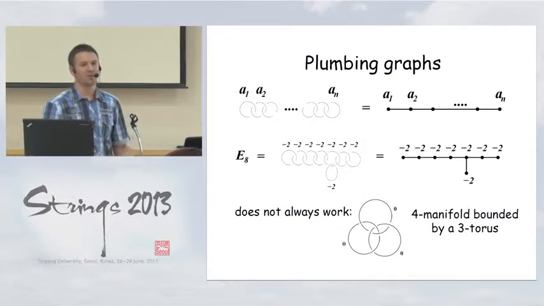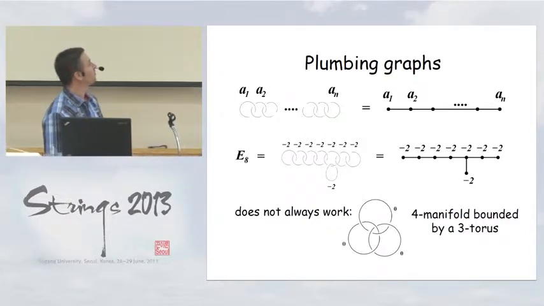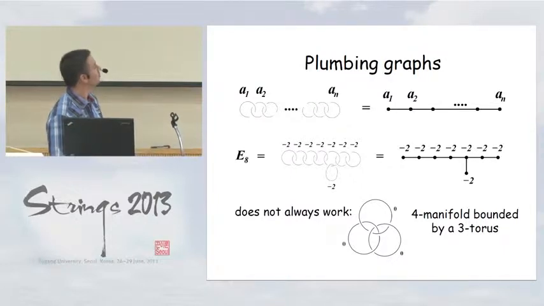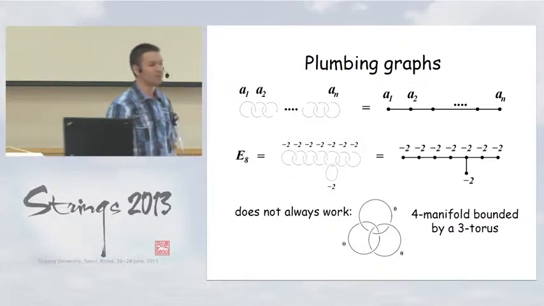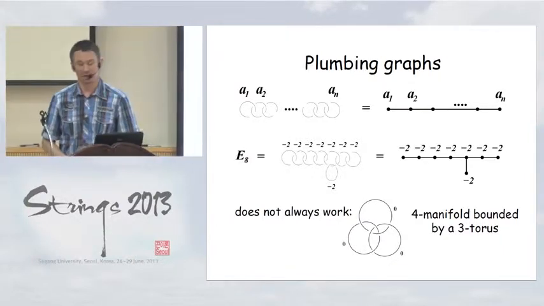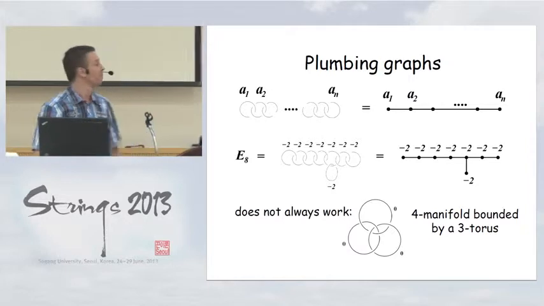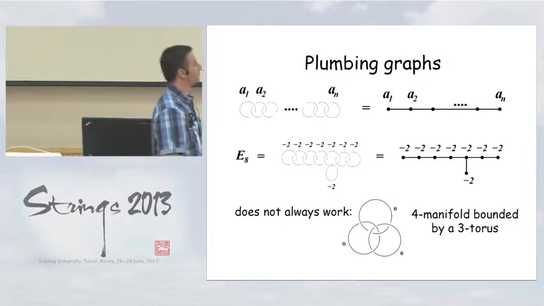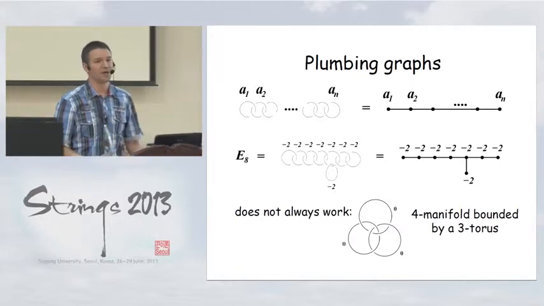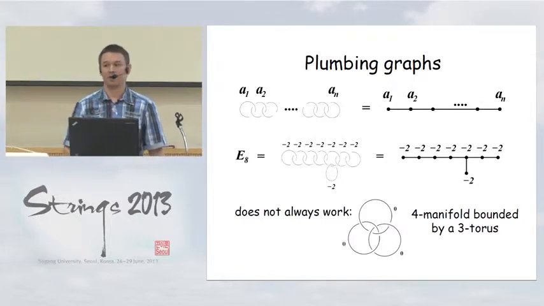It doesn't have to be a tree, as indicated here in these two examples. This is the plumbing graph of a linear A_N chain. This is the plumbing graph of the E8 manifold, which is the famous Freedman's manifold that doesn't have a smooth structure. There could possibly be loops and various self-plumbings in those diagrams, but we won't talk about it.